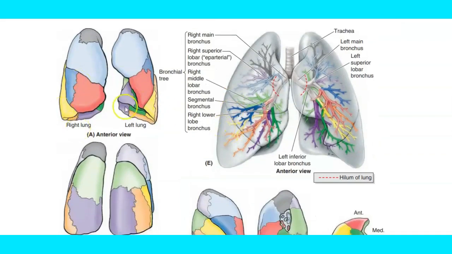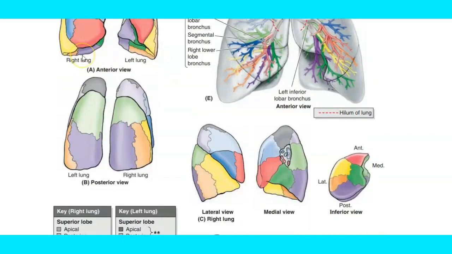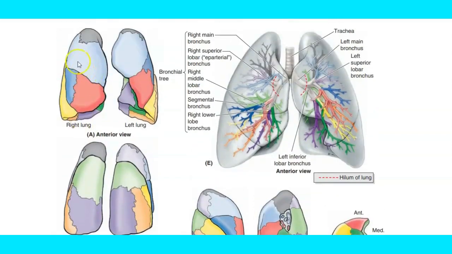So when we look at it from these views now, you should be able to identify it here, right? Apical, then here you find what? This is the superior lobe. So you find the anterior segment here, apical and anterior segments for this side. Now let's go to the middle lobe. You find the medial segment and the lateral segment on this side.